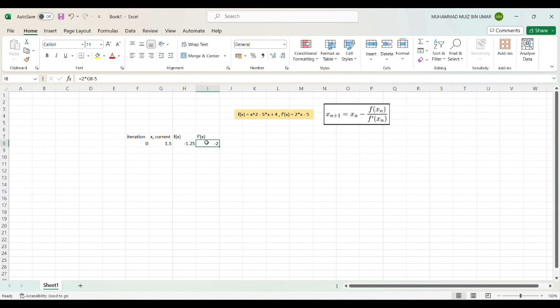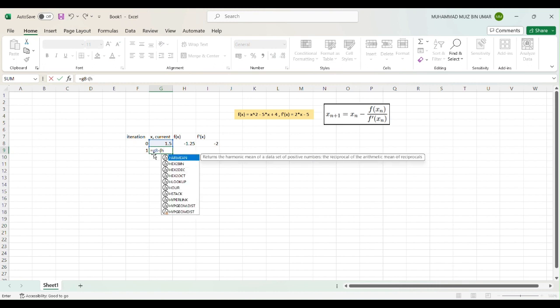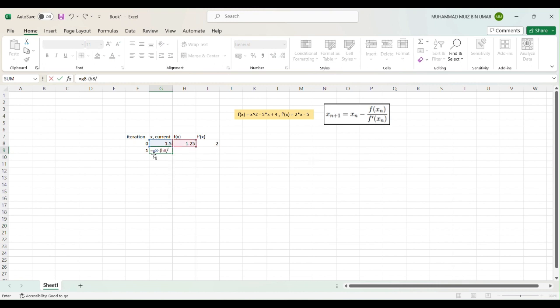Okay, so as we all know, our formula is x value minus our function divided by the differentiation of the function. So we're going to just put that formula into the cell beneath our first x value. All we have to do is write down G8, which is the cell that contains our x value, minus H8, which contains our f(x), and divided by I8, which contains our differentiation.